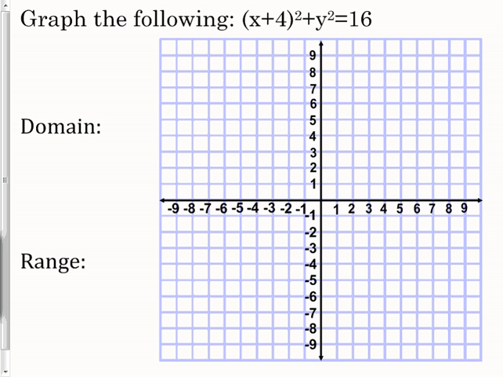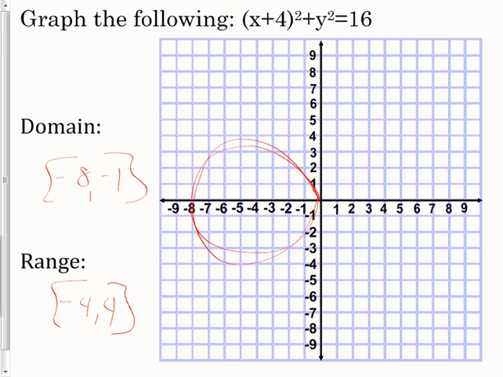So for my quick check, there were only a couple of people that had little mistakes, and I think you're all understanding this pretty well. This was 4 to the left, and then the circle went like that. That's not a beautiful circle. It has to go up 4, so it really needs to go more like that. Okay, so the domain goes from -8 to -1, and then the range is from -4 to +4. And all brackets on everything.